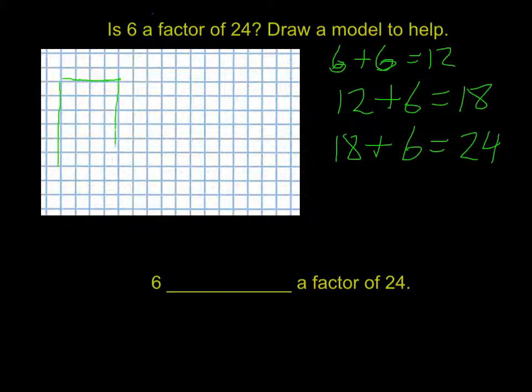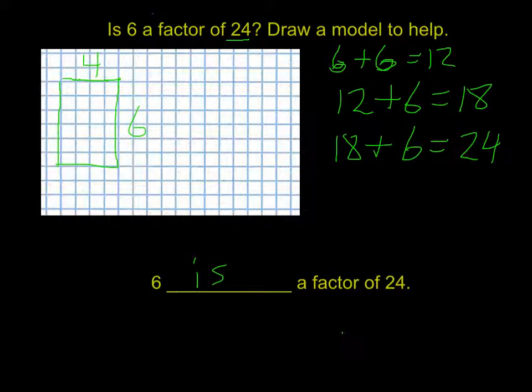So we're going to go ahead and draw our line down there and over. We've modeled our 6 times our 4, which is going to give us 24 as our product. And so we know that 6 is a factor of 24.